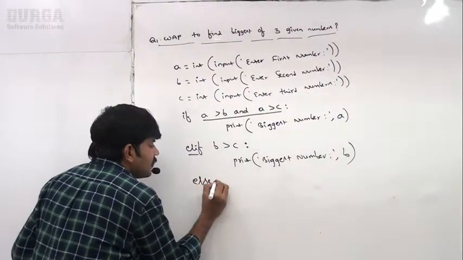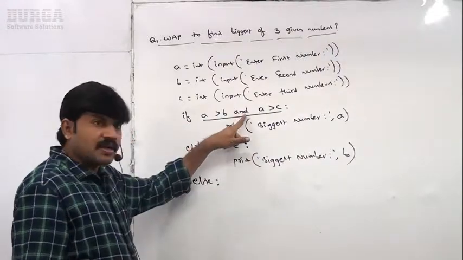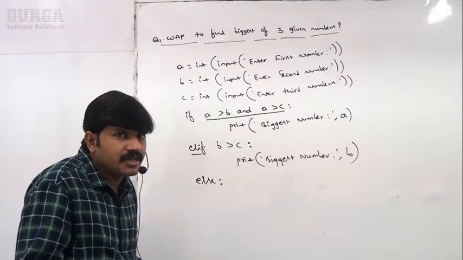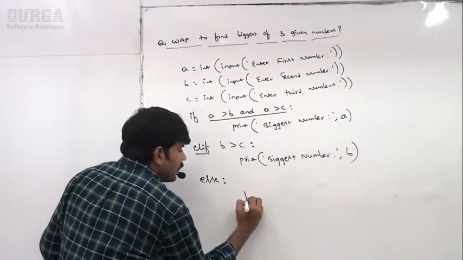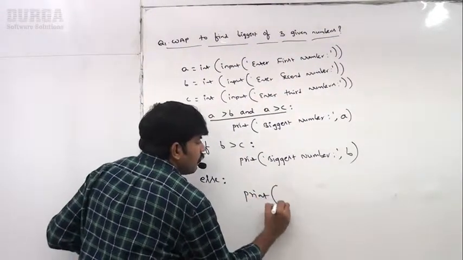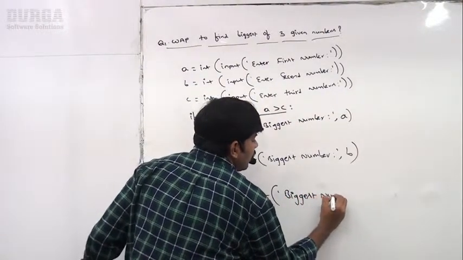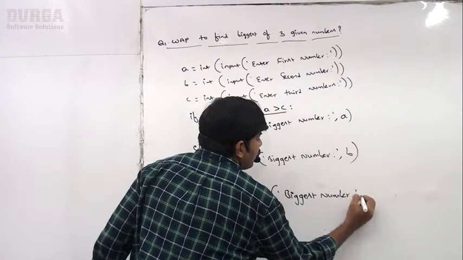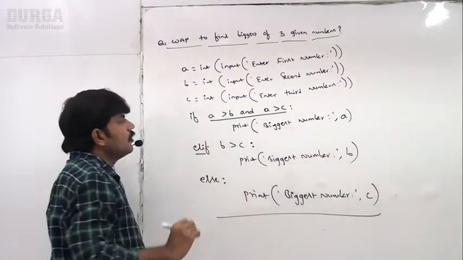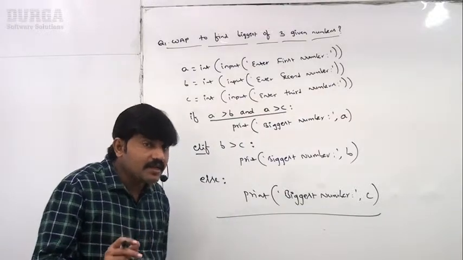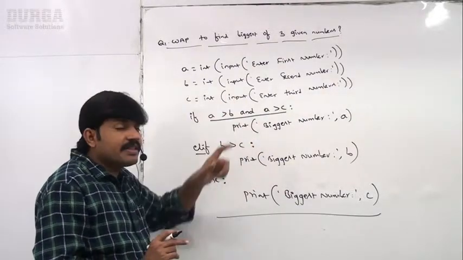Sir, else, this condition is not satisfied, and even this condition is also not satisfied, then obviously c is the biggest number, right? Print biggest number is c. That's all. So this is the small Python program to find the biggest of 3 given numbers.